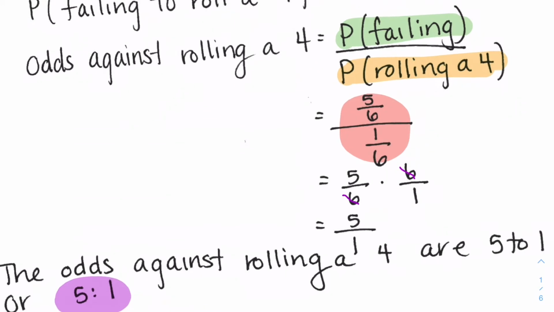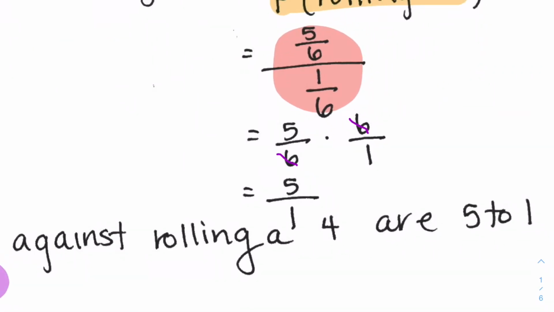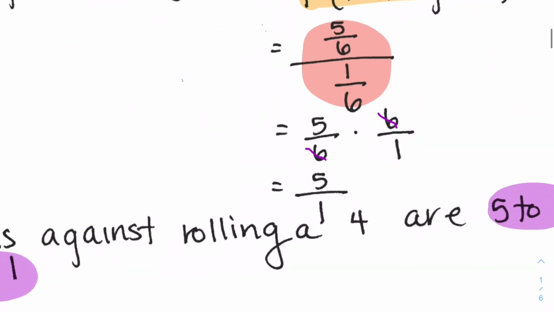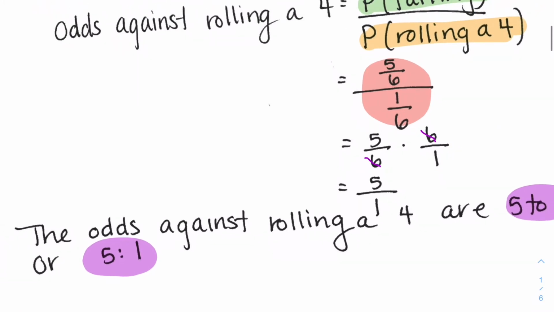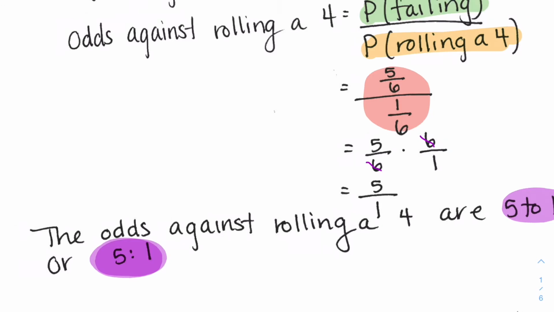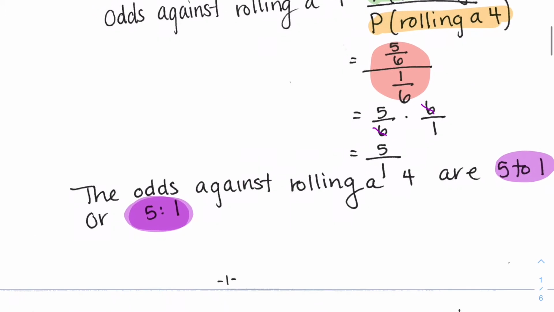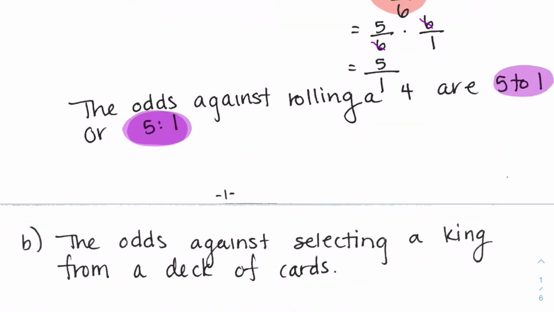Okay? So you can say it as 5 to 1, like right here, or you can write it in this form with a 5 colon 1. Both of those tell you exactly the same thing. Okay? So let's try another example.